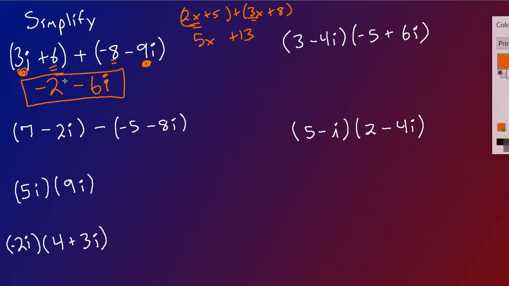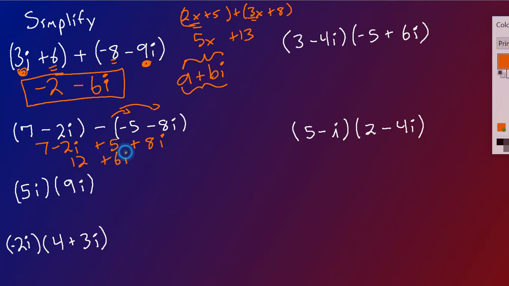So there's our answer. And we want to write our complex numbers in this form, a plus bi. We basically want the i's last, so we want this order. So this was out of order. So I have a minus here, so I want to distribute that minus and switch to plus, just like I would if it were just with x. Okay, so now I combine my like terms. 7 plus 5 is 12, and negative 2 plus 8 is 6i. So there's our answer. We just combine our like terms.